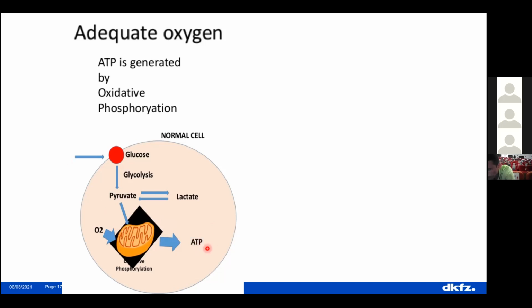So of the 40 molecules of ATP, I produce 38 in the mitochondria. The other 2 are produced in this step here of the pyruvate. So this part is called oxidative phosphorylation, and it is the conversion of sugar into energy, which is the ATP.